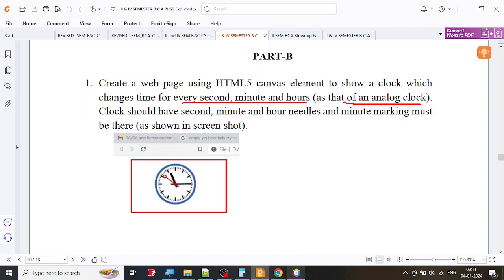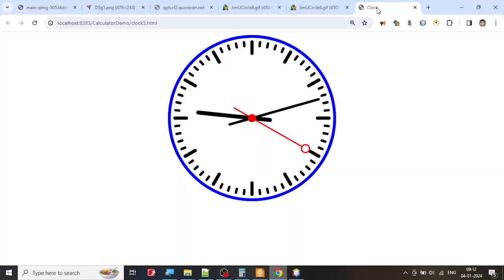And we are supposed to create the clock as shown here. I've already created one clock, and let's see the output of this. This is how it should appear. And let's try to create this same clock using the HTML canvas.